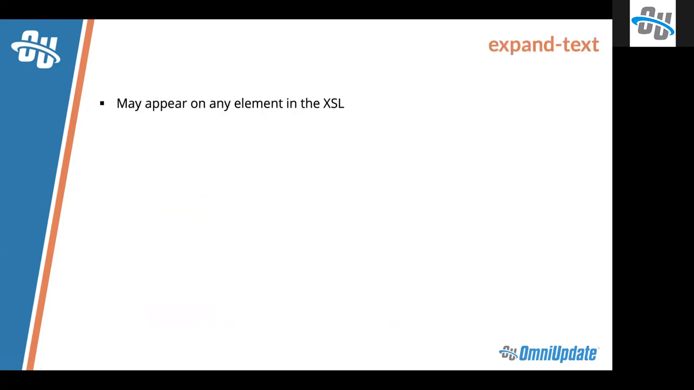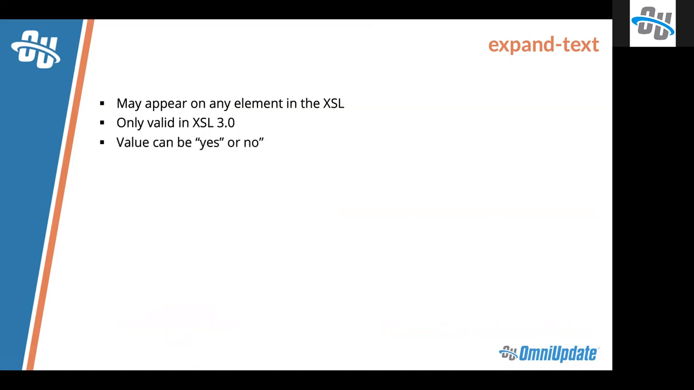Expand text can appear on any element in your XSL. It can appear on the items that are namespaced with the XSL, as well as regular paragraph tags, heading tags, etc. It's only valid in XSL 3.0. That's very important because in previous versions such as XSL 2.0, this would not work. It would cause an error on output if you tried to apply this.